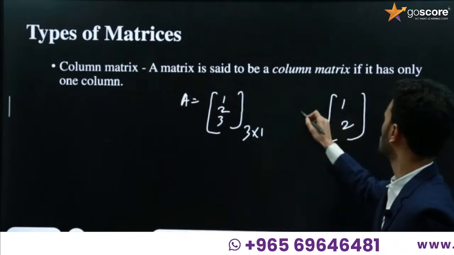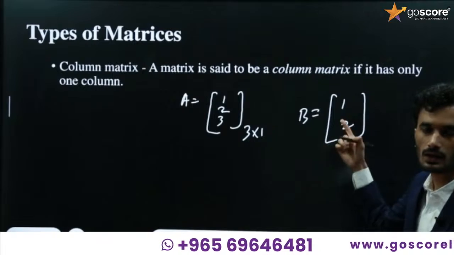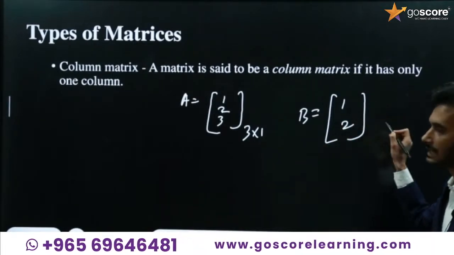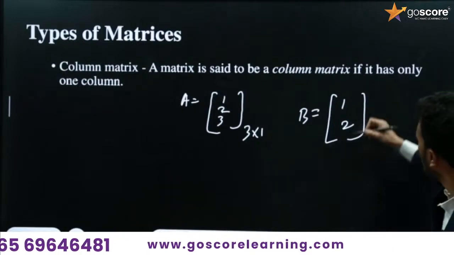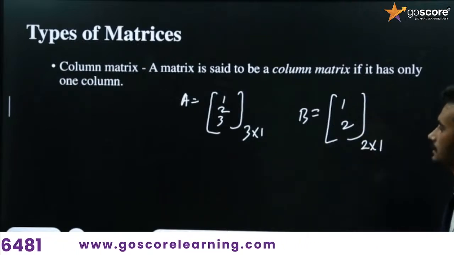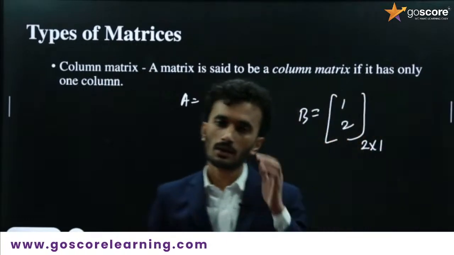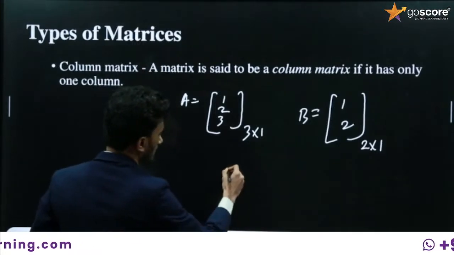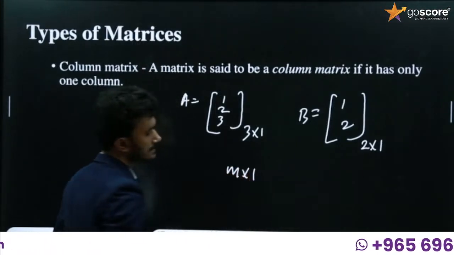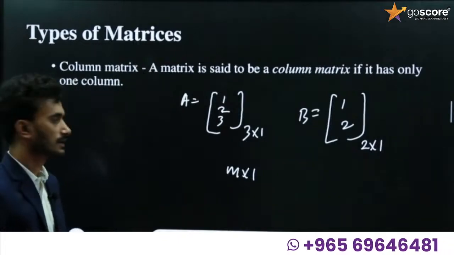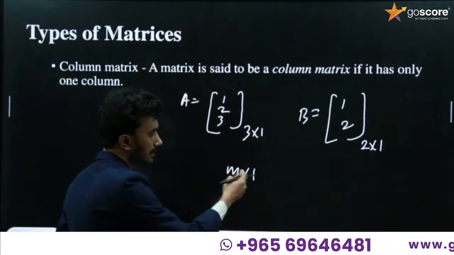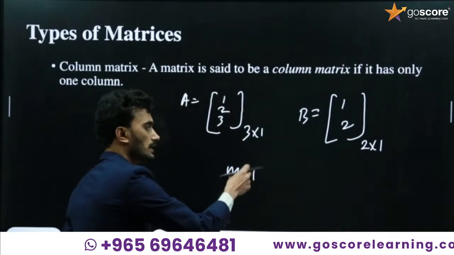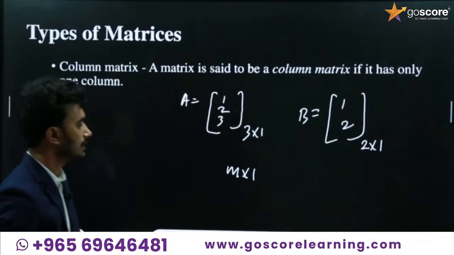Another example: B is equal to 1, 2. Here also you can see how many rows: first row, second row, but only one column. So this one is 2 by 1, and this is also a column matrix. Generally, we can say any matrix of order M by N where the column is only one is a column matrix.